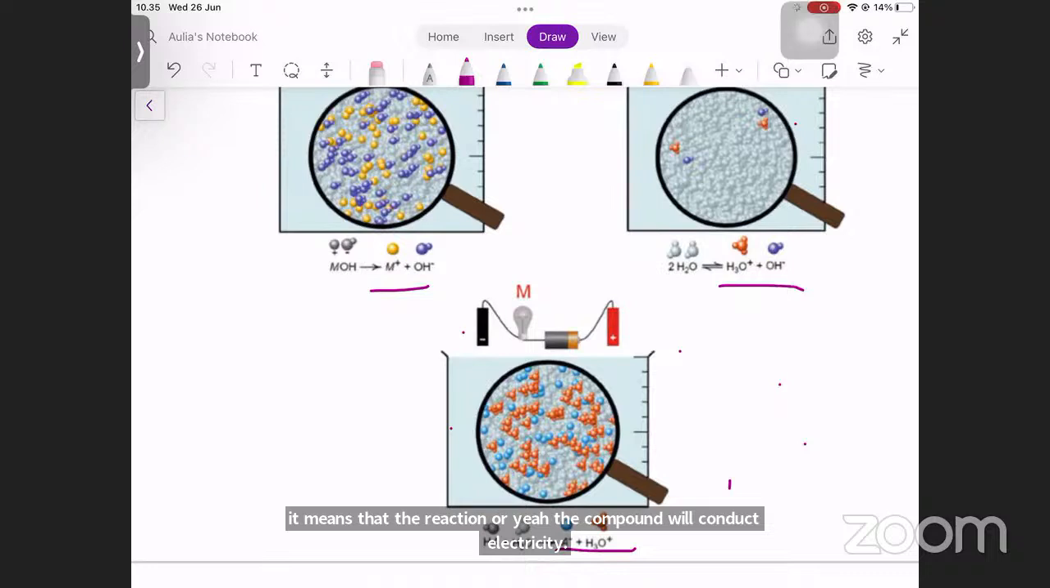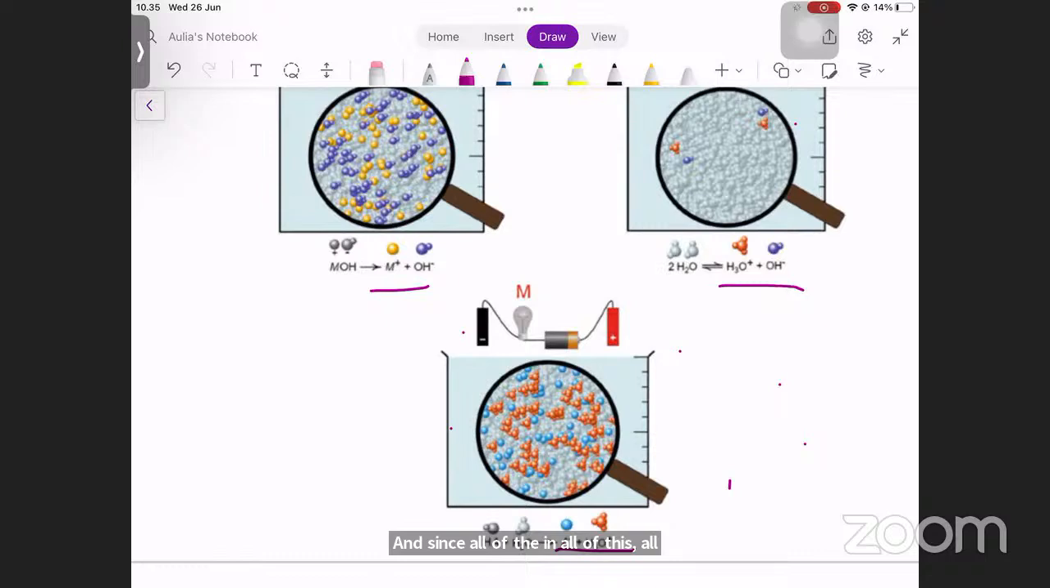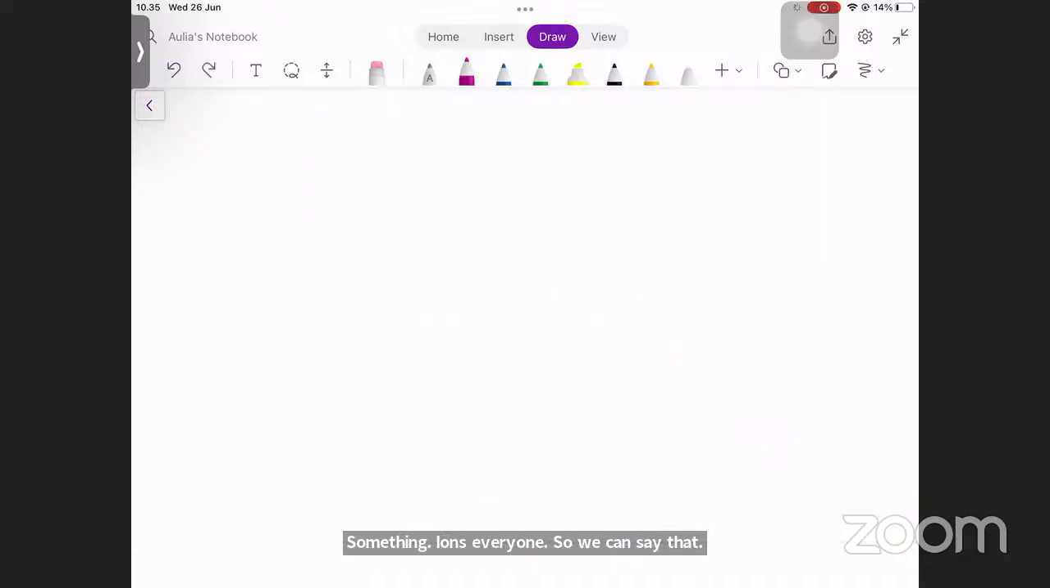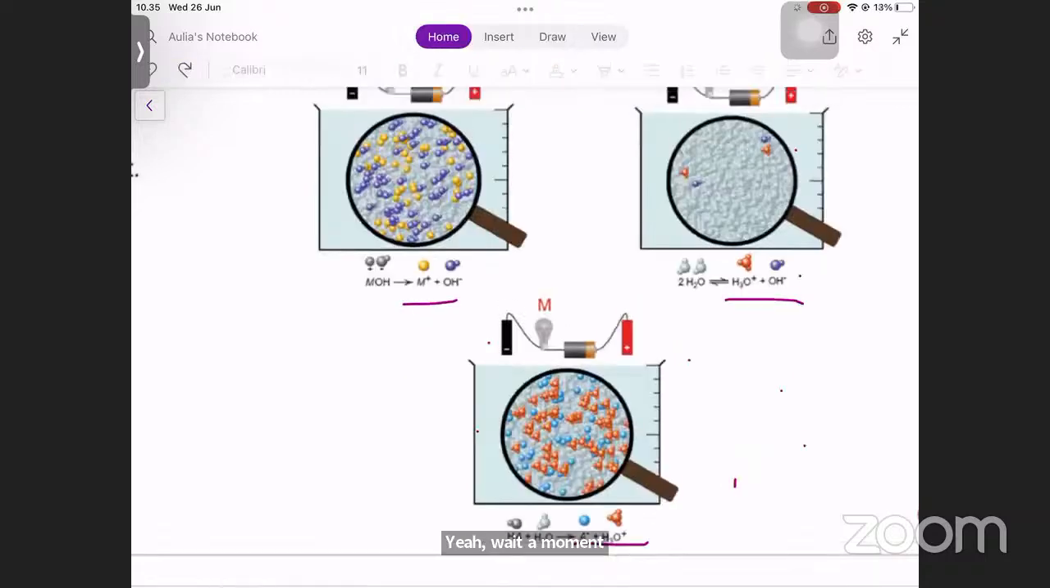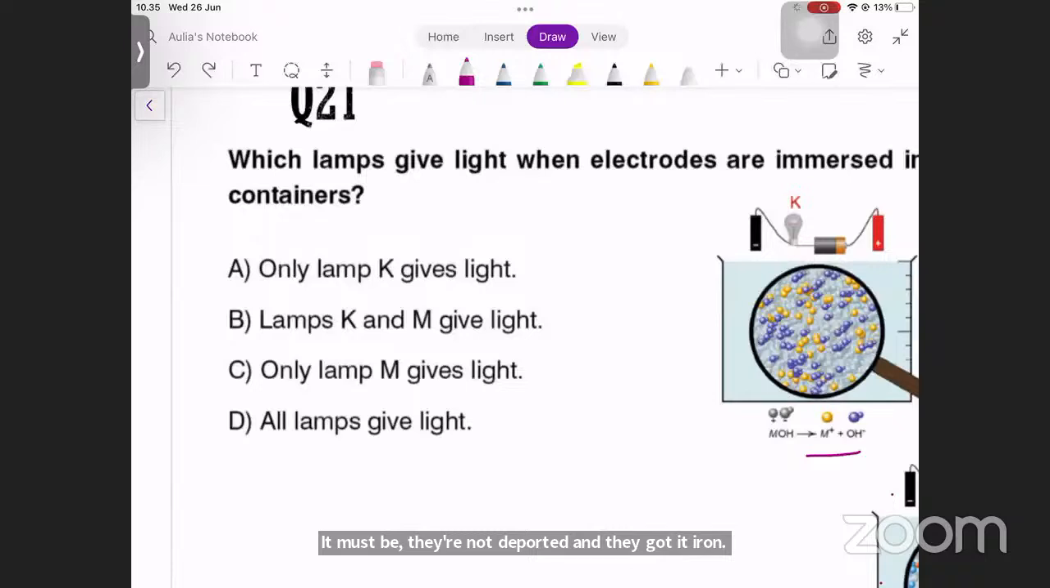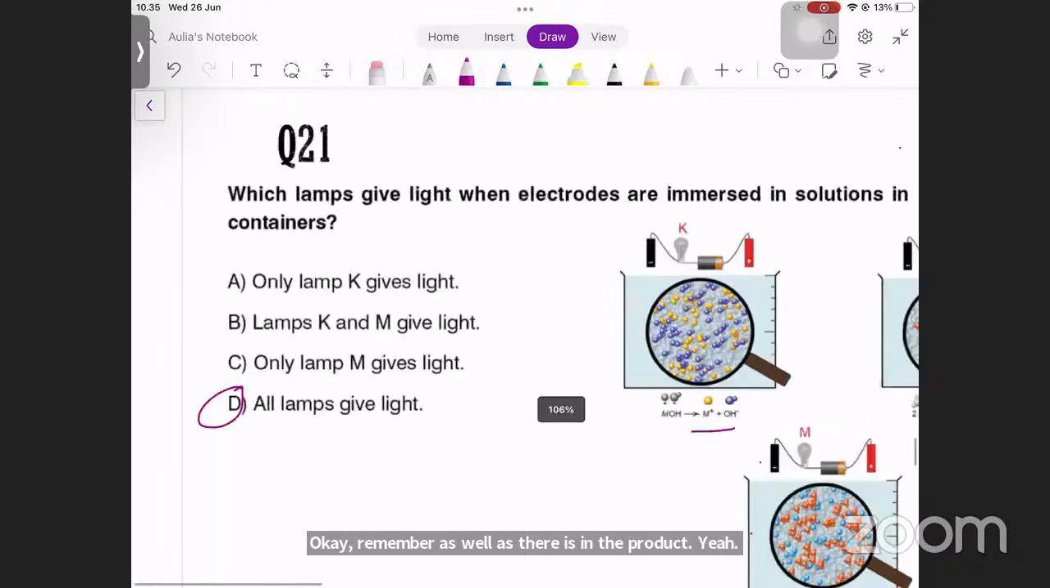And since all of these containers contain ions, everyone. Wait a moment, ions, I mean here, are the positive and negative ions. There must be positive and negative ions. So we can say that the answer is all lamps give light. Remember, as long as there are ions in the product, electricity must exist.